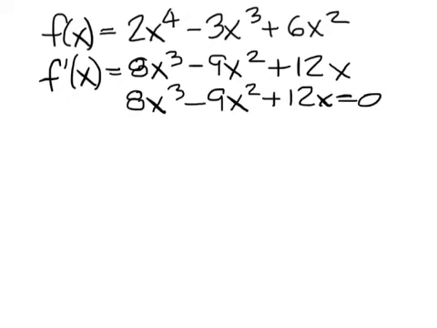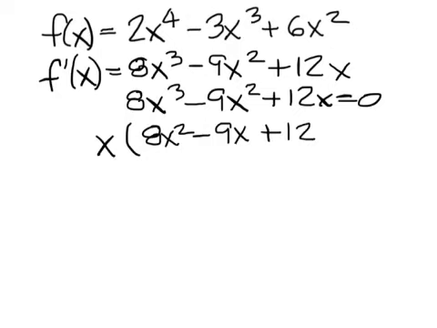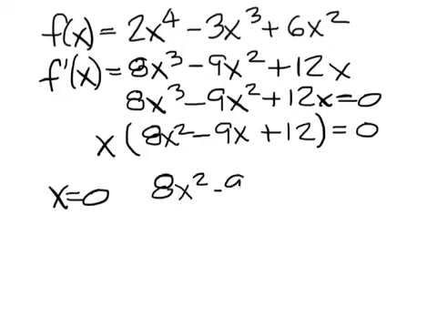It looks like we can take out an x and be left with 8x squared minus 9x and then plus 12. Now of course setting this one equal to 0 is just 0. And then 8x squared minus 9x plus 12 equals 0. You can use your calculator program for that.